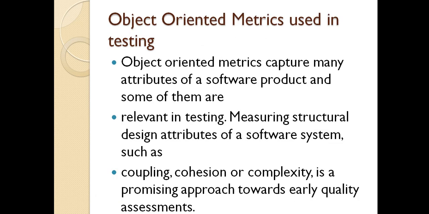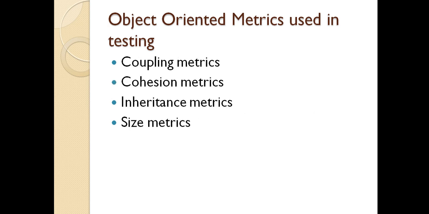Another important aspect of metrics is object-oriented metrics. Object-oriented metrics capture many attributes of the software product, and some of them are relevant in testing. They cover major structural design attributes of software systems such as coupling, cohesion and complexity. Object-oriented metrics basically involve four metrics. Coupling metrics are used to measure the dependencies between a given class and the other classes in the program.